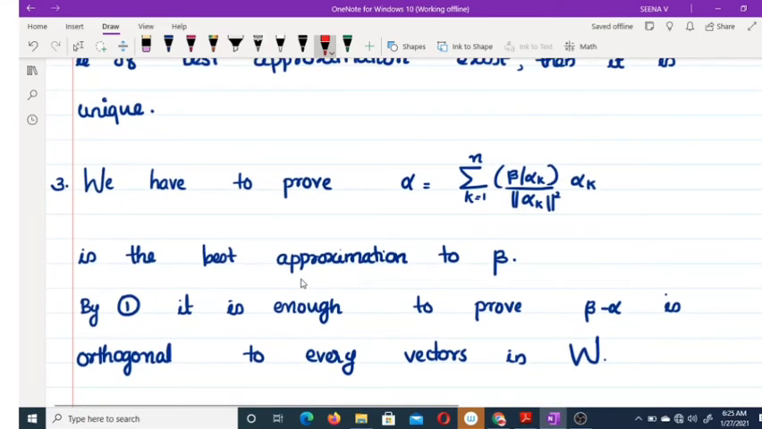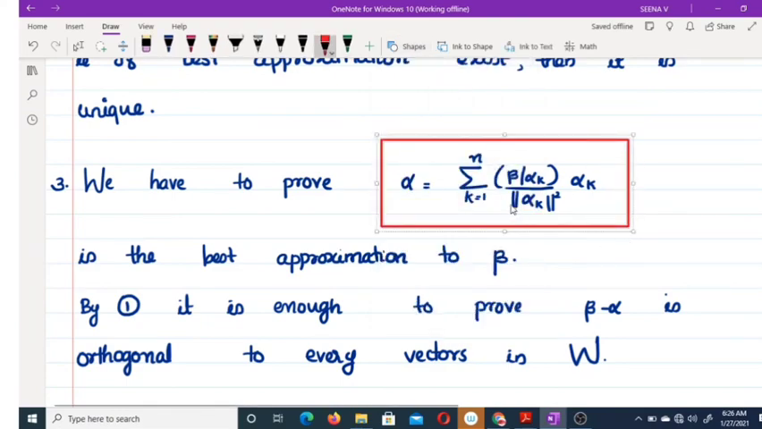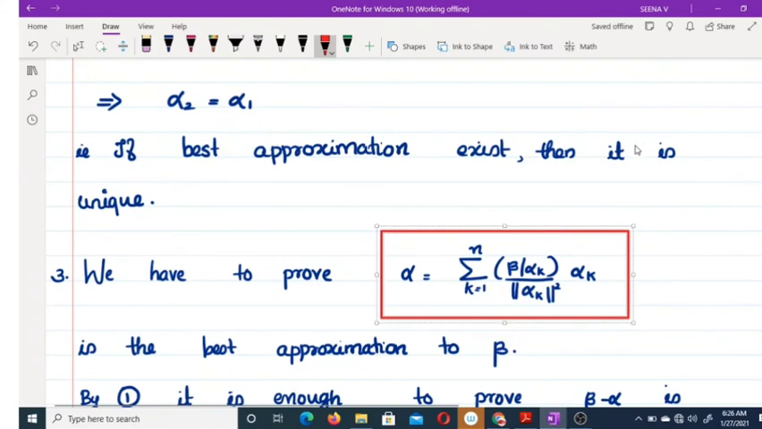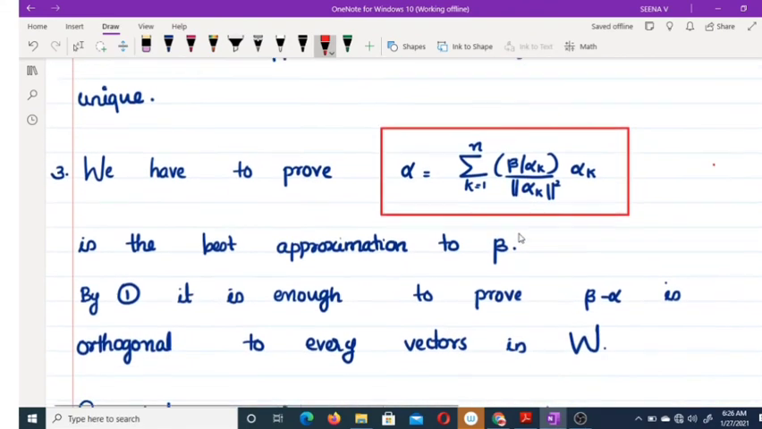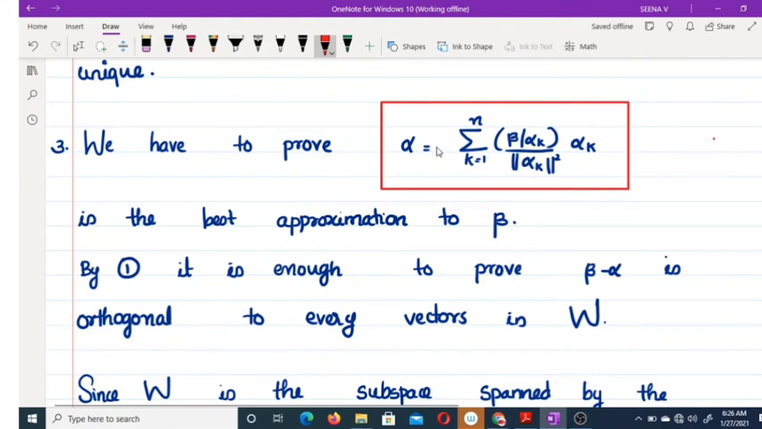And the last problem: we have to prove that if alpha 1, alpha 2, etc., alpha n are an orthogonal basis of W, a finite dimensional vector space, then alpha equal to this one is the best approximation to beta. Listen carefully. Alpha equals the sum over k equals 1 to n of the inner product of beta and alpha k divided by the norm of alpha k whole square, times alpha k. This is the best approximation. We have to prove this is the best approximation.